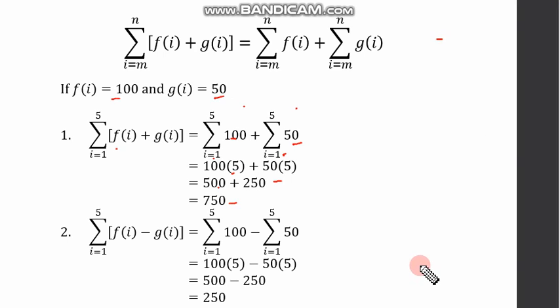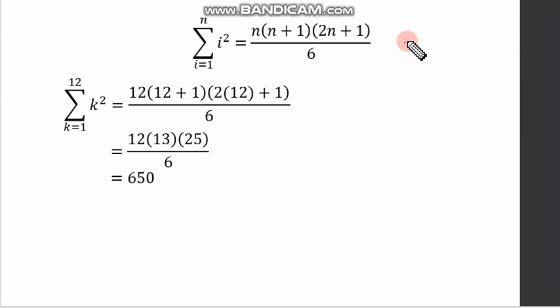The same thing happens here: the summation of f of i minus g of i from i equals 1 to 5. So the f of i is 100, so the summation of 100 from i equals 1 to 5. Again, the index starts at 1, and since this is constant, we multiply it by the upper bound. So 100 times 5 is 500. Next, the summation of 50 from i equals 1 to 5. This is a constant starting at 1, so 50 times 5, that's 250. So 500 minus 250 is equal to 250.